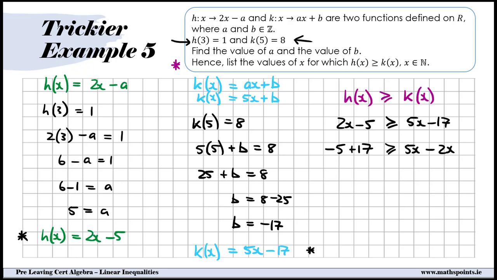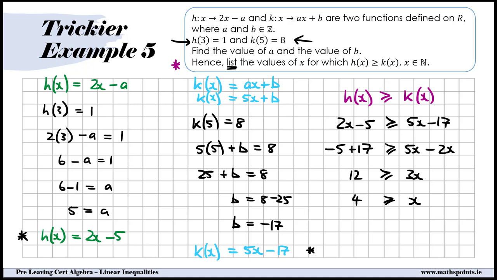Simplifying both sides, I have that minus 5 plus 17 is 12, and 5x minus 2x is 3x. To isolate the x, or get the x by itself, I'm going to divide both sides by the number next to the x, which is 3. So 3x divided by 3 is 1x, and 12 divided by 3 is 4. And so the solution to this inequality is x less than or equal to 4.